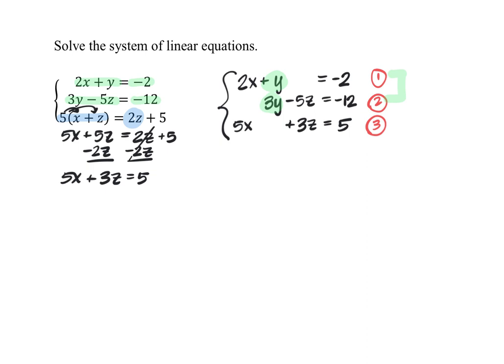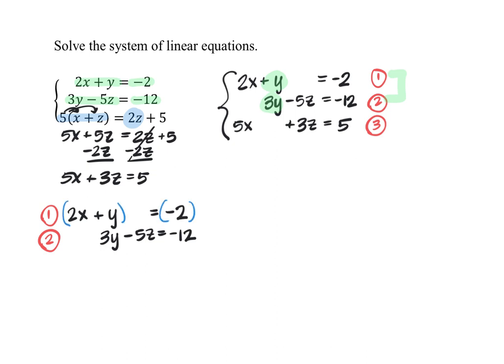So again, trying to stay as organized as possible, I'm going to come over to the side and I'm going to notate that I'm using equations 1 and 2. I'm actually going to rewrite equation 1, which was 2x plus y. I'm going to leave that space for the missing z term. And equation 2 was missing the x term, so I'll leave that space. 3y minus 5z is equal to negative 12. And now I'm going to work to eliminate the y term. So I'm going to multiply my top equation, both sides, by a negative 3.